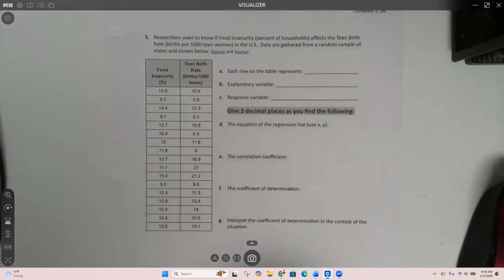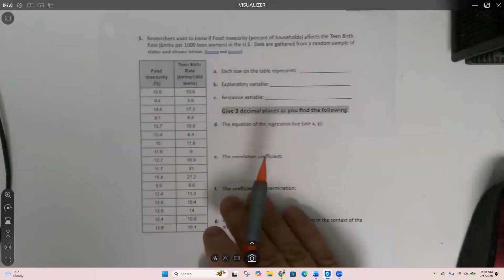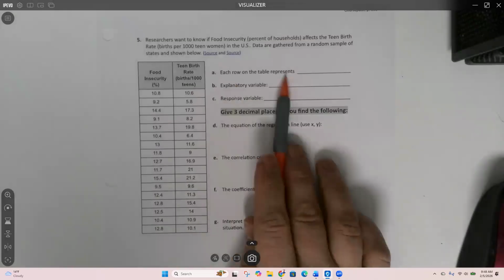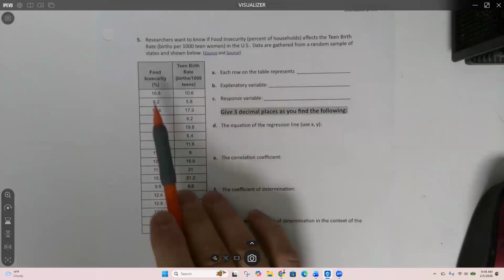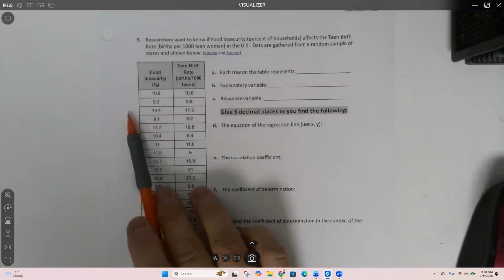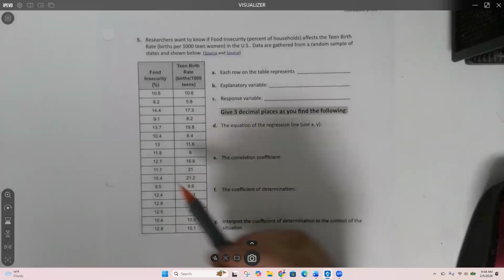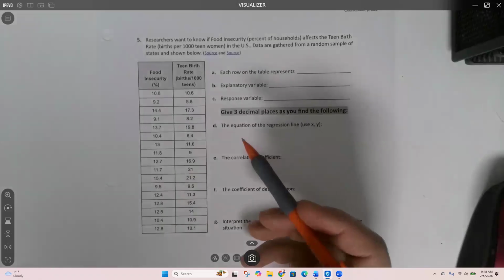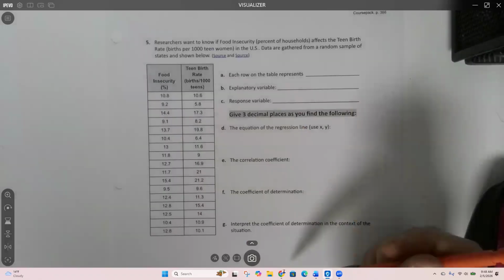Okay, so we have 2 columns of data, quantitative data. And so because of that, we can create a regression. Each row of this table represents what? When you're looking at a set of data, each row represents something. Maybe it's a year or a month or a person. Knowing what each row represents is important. It's going to be important for describing your data and also interpreting it.